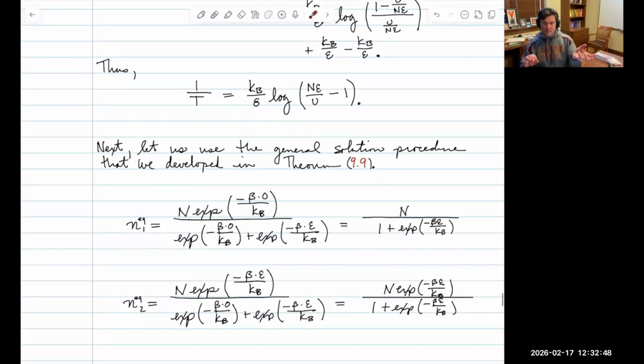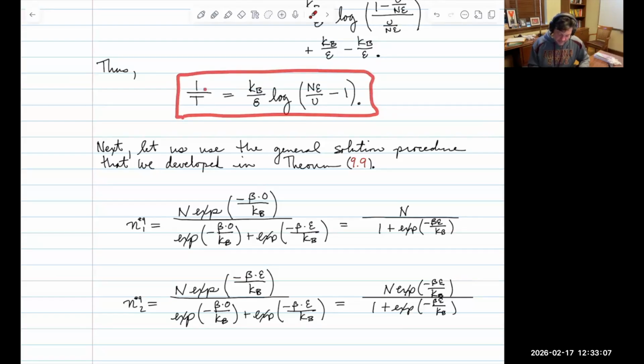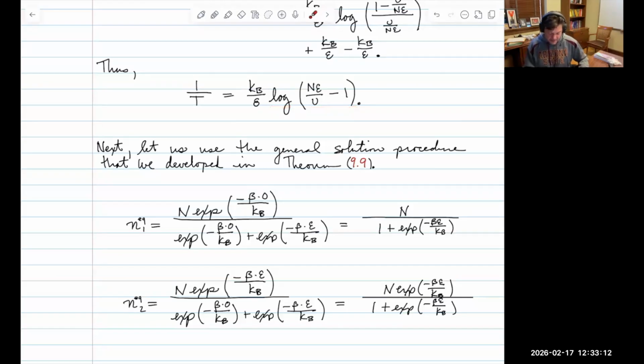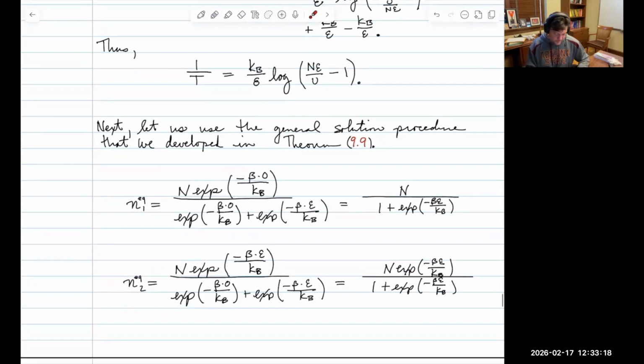Now, let's go through and do something slightly different. Let's use our equations and our general solution procedure that we developed in Theorem 9.9 and do the same thing and see if we can eliminate beta in this case. So put this in your pocket for a minute. 1 over T is equal to k Boltzmann over epsilon log of this quantity here. This quantity in here has to be a unitless number, which it is nicely. And it has to have ultimately units of 1 over temperature, which according to this constant is true. Put this in your pocket for a minute.